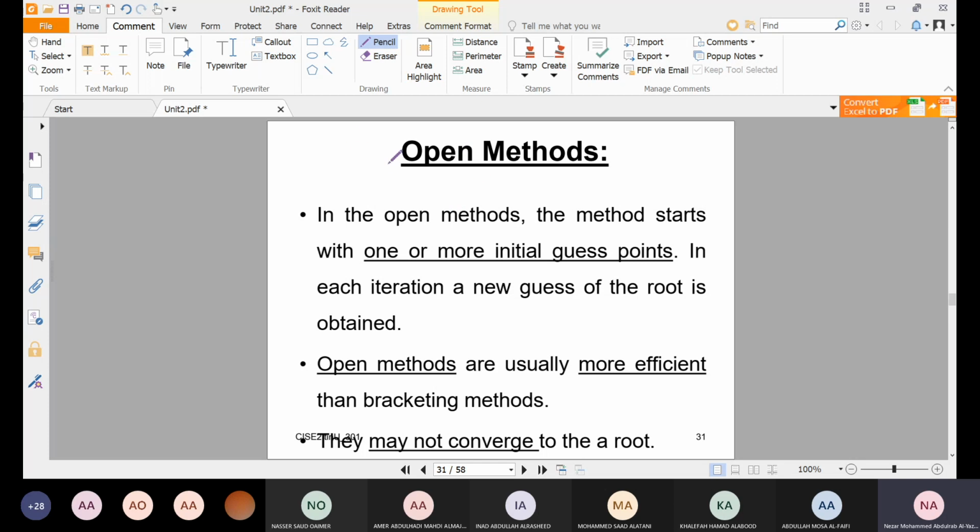And what we want to consider also today is the open methods. Open methods are different from the bracketing methods. We said in the bracketing methods, we bracket our boundaries, lower and upper, for example, at the beginning. After that, we start from these 2 initial guesses. The open methods usually start from 1 or more initial guess points. So in each iteration, a new guess of the root is estimated.